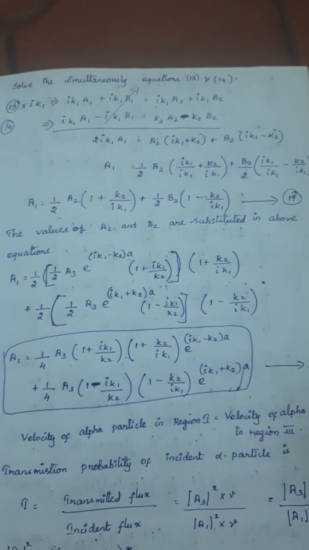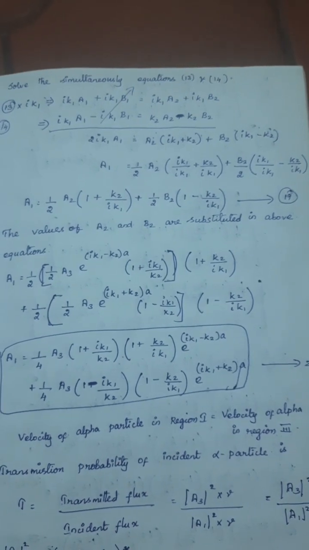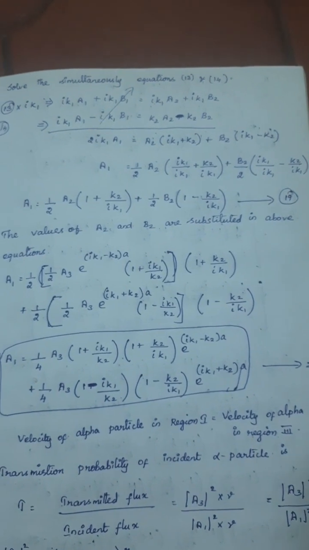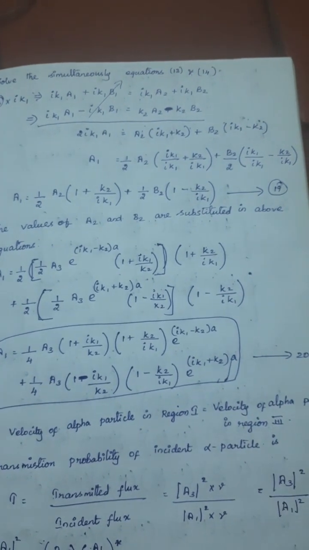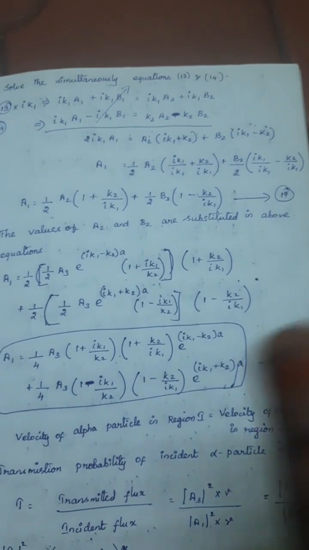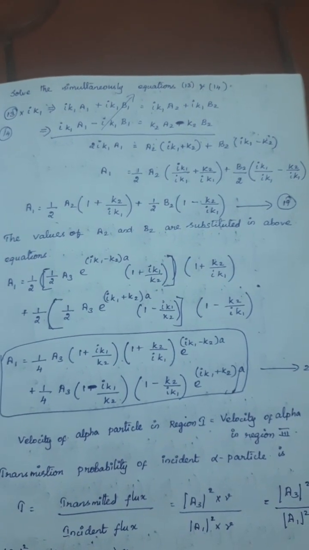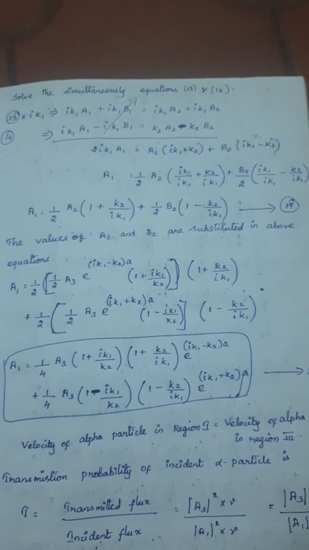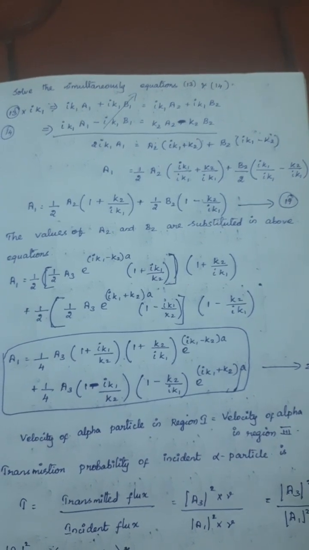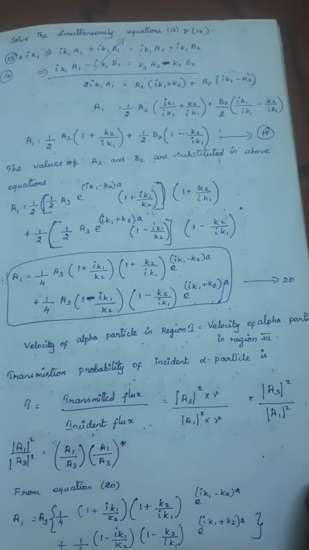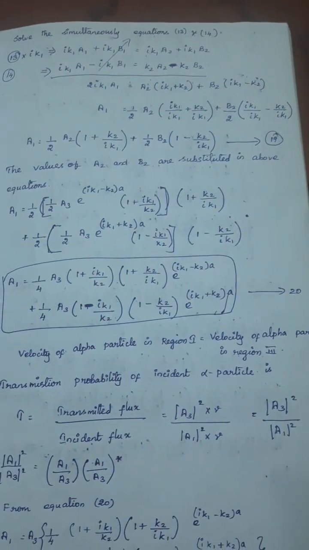Okay, normally the velocity of the alpha particle in region 1 and region 3 is equal, but in region 2 the velocity value will be changed. Region 1 and 3 are the same region, but in region 1 it is the incident wave, and in region 3 it is the transmitted wave. That is the only main difference. Otherwise both regions are the same, but region 2 is not like that, it is another region. So the transmission probability of the incident alpha particle is calculated.